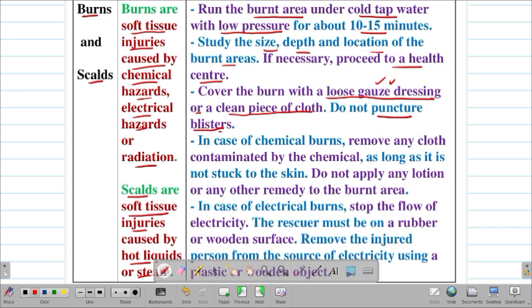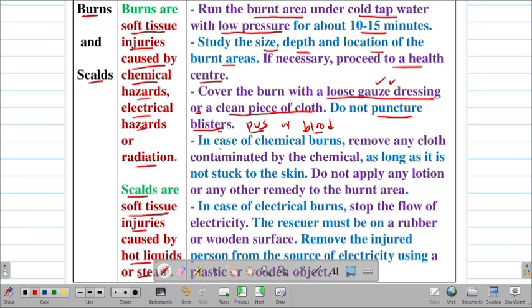Now, what is a blister? A blister is simply a small bubble-like elevation on the skin filled with blood or pus. Those are what we are calling blisters. They are usually filled with clotted blood, or pus.